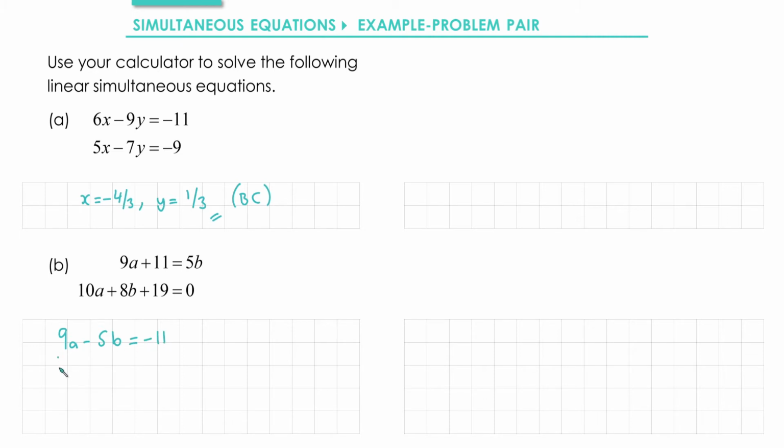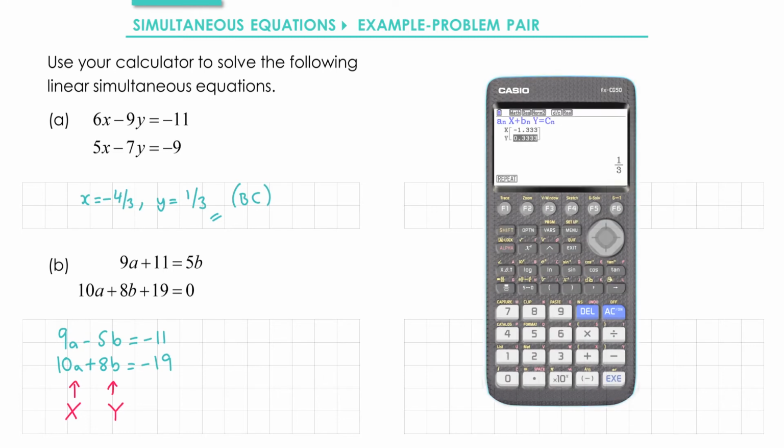For the second equation, I'll leave the 10a and the 8b where they are, but I'll move the 19 over to the other side to get minus 19. An optional extra step you might add in here is I'm going to label the a variable x, and I'm going to label the b variable y, because when I put them into my calculator, I won't see a and b, I'll always see x and y. But if you can remember that in your head, then you don't need to do that.